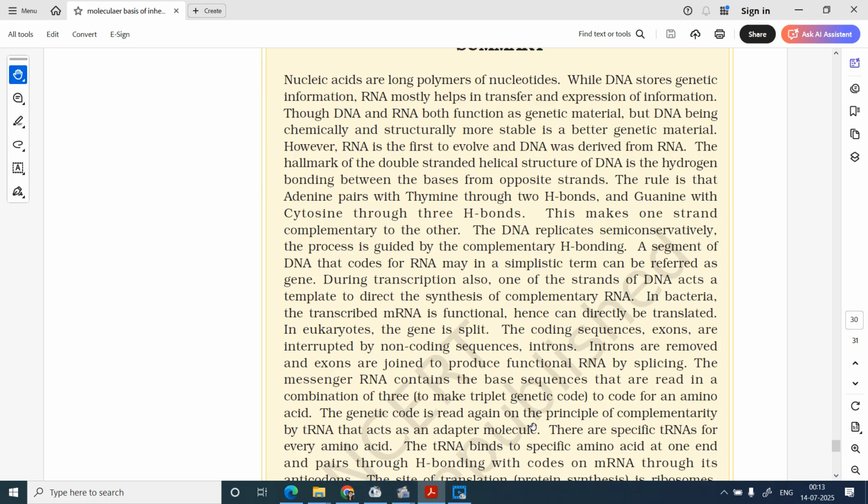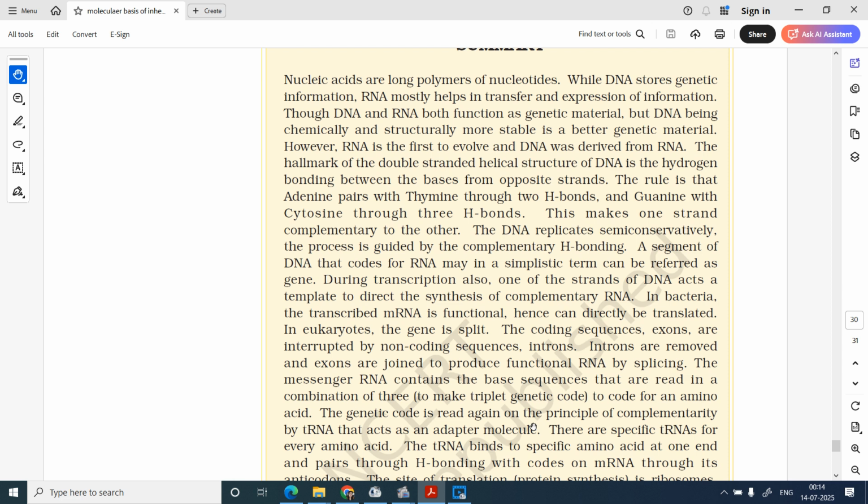The segment of DNA that codes for RNA may, in simplistic terms, be referred to as a gene. During transcription also, one of these strands of DNA acts as a template to direct the synthesis of complementary RNA. In bacteria, the transcribed mRNA is functional, hence can directly be translated. In eukaryotes, the gene is split. The coding sequences, exons, are interrupted by non-coding sequences, introns. Introns are removed and exons are joined to produce functional RNA by splicing.